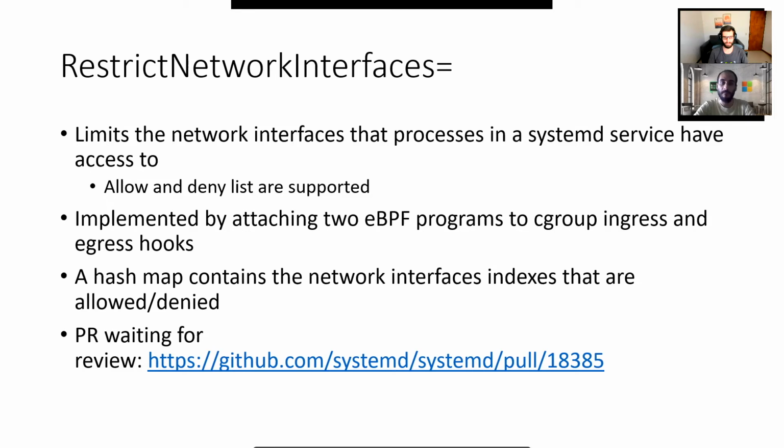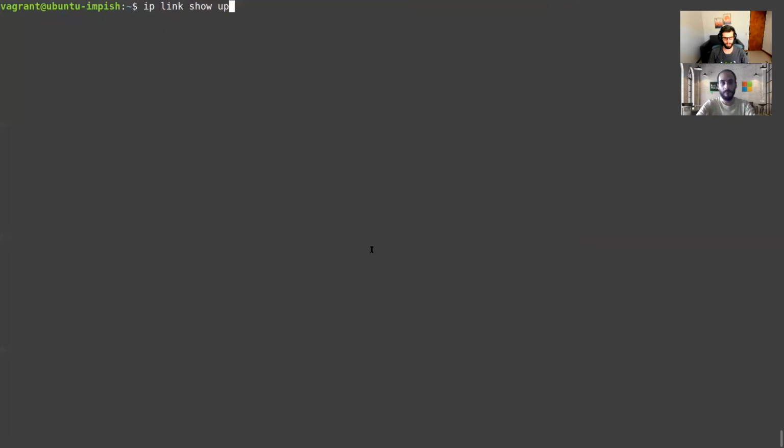For each systemd service, we have a hash map that contains the indexes of the network interfaces that are allowed or denied. And this support is not yet present in systemd, but we have a PR that has already got some review, and we are waiting for some extra review before merging it. I will show you a quick demonstration of this support.